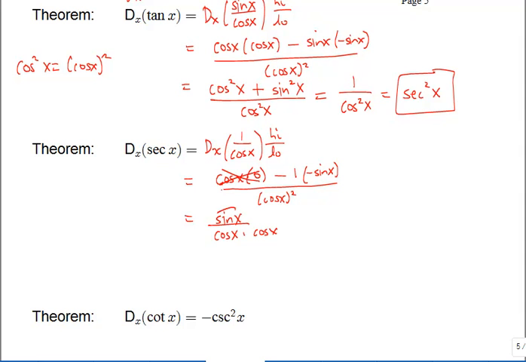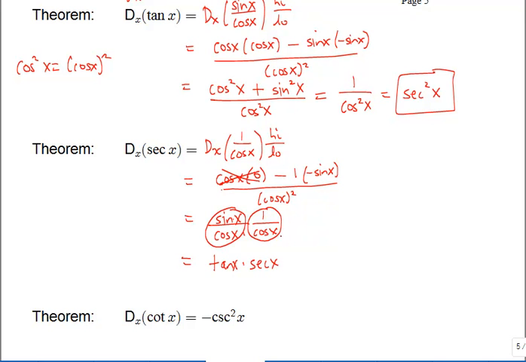And the first cosine I'm going to think of as being underneath that sine x. And we know that sine x divided by cosine of x is tangent of x. The second cosine is also in the denominator, so it's going to be under like a 1, a factor of 1. And 1 over cosine x is also known as secant of x.